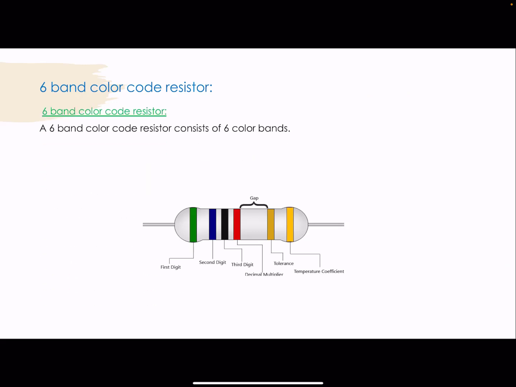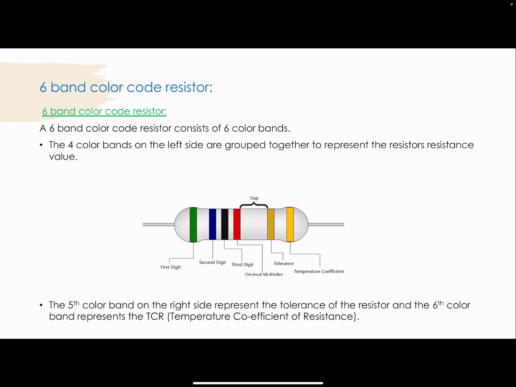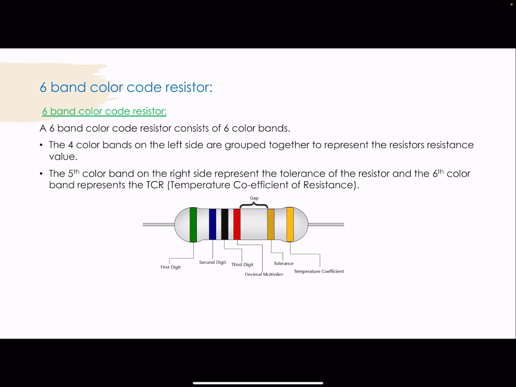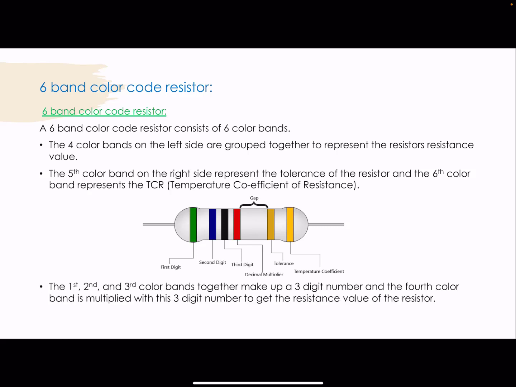Now the next one is 6-band color code resistor. A 6-band color code resistor consists of 6 color bands. The 4 color bands on the left side are grouped together to represent the resistor's resistance value. The 5th color band on the right side represents the tolerance of the resistor and the 6th color band represents the TCR, that is temperature coefficient of resistance. The first, second and third color bands together make up a 3-digit number and the 4th color band represents a multiplier with 3-digit number to get the resistance value of a resistor.